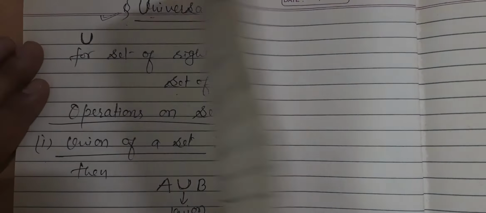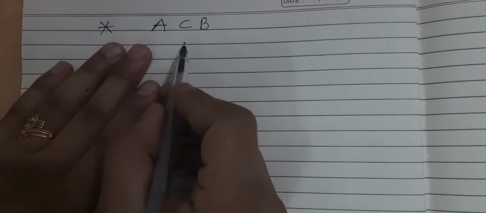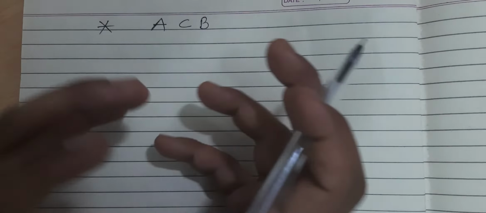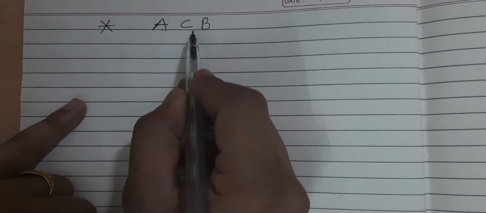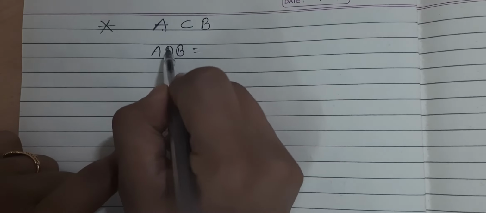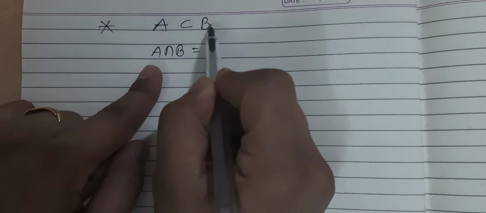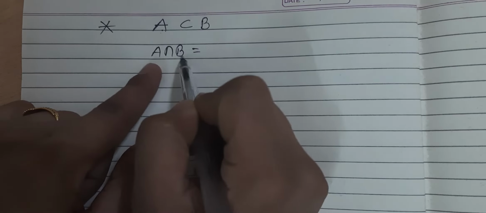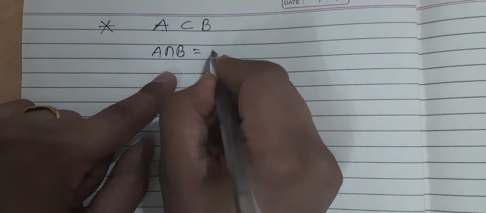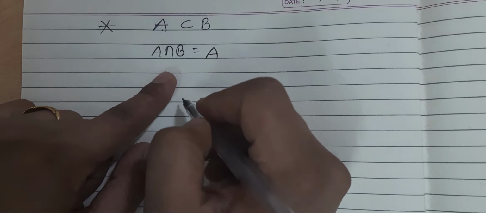So here also we have one very important result. If A is the subset of B, it means B is the superset, B is bigger. So if A is a subset of B, in that case, A intersection B. Now intersection means common. All the elements of set A are also the elements of set B. So the intersection of A and B will be A only.